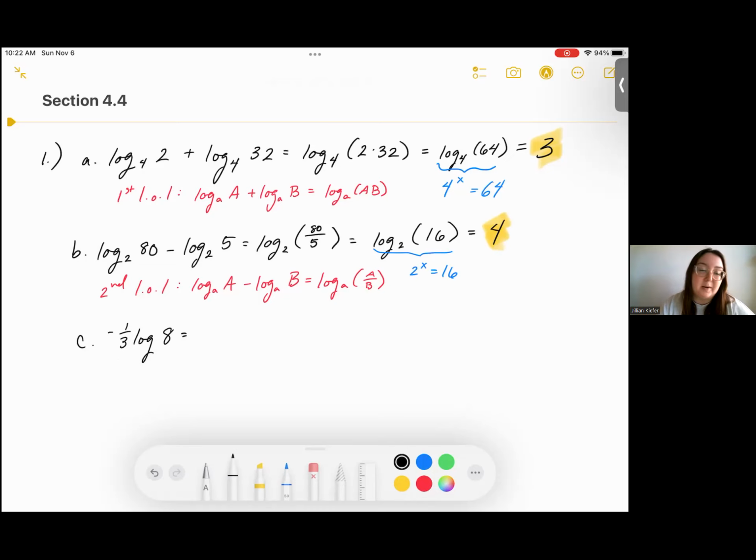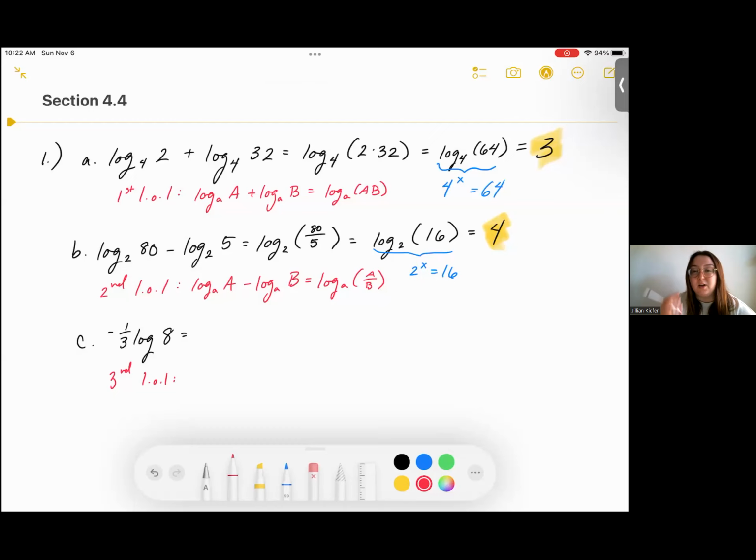All right, then lastly, part C, we have negative 1/3 log of 8. So for this problem, we have a coefficient in front of a logarithm. So that coefficient is going to indicate that third law of logarithms. That's the only way that you have a coefficient with the laws of logarithms. So we have the third law of logarithms here.